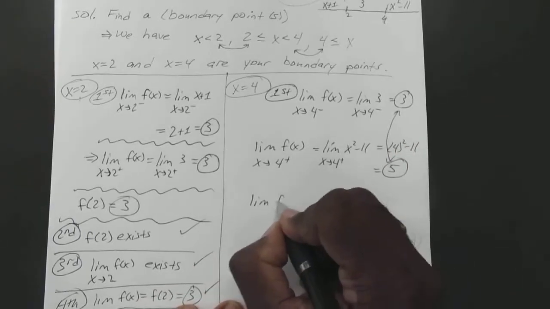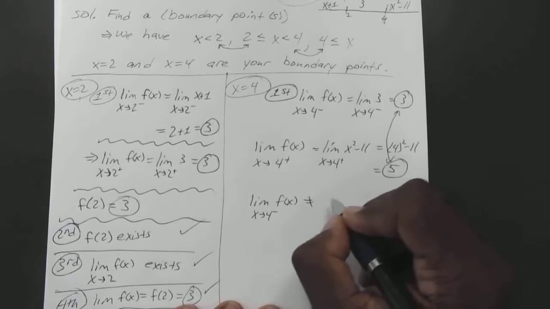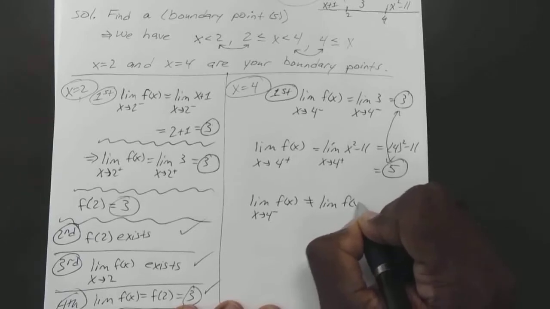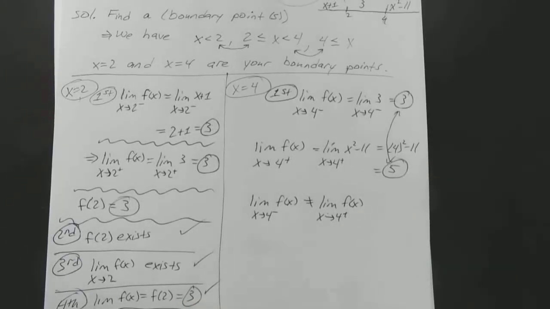So the limit of f of x as x approaches 4 from the left doesn't equal the limit of f of x as x approaches 4 from the right. So that lets us know automatically it's discontinuous at 4.